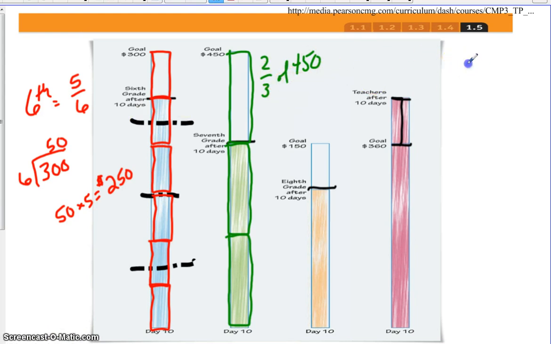So if we took 450 and divided that by 3 and then multiplied that answer by 2, we would get what that would be, and we would find out that 7th grade raised 300. So 2/3 of 7th grade's goal was equal to 300.